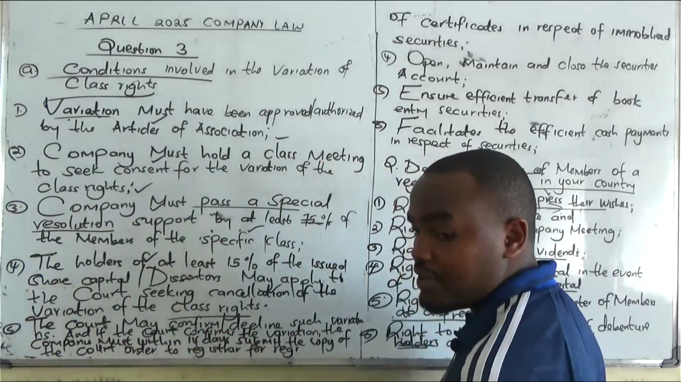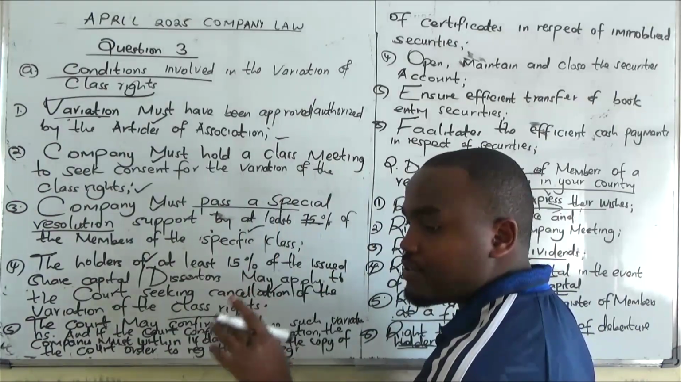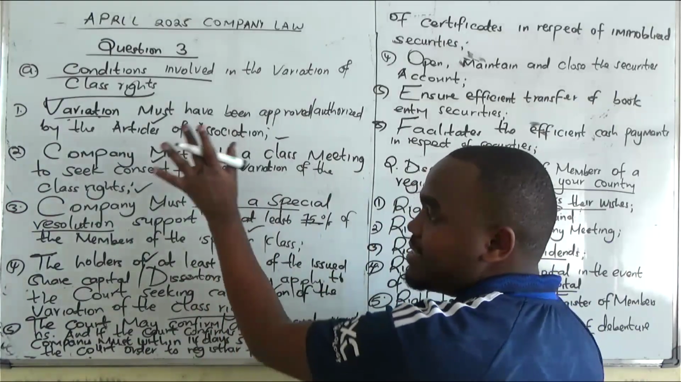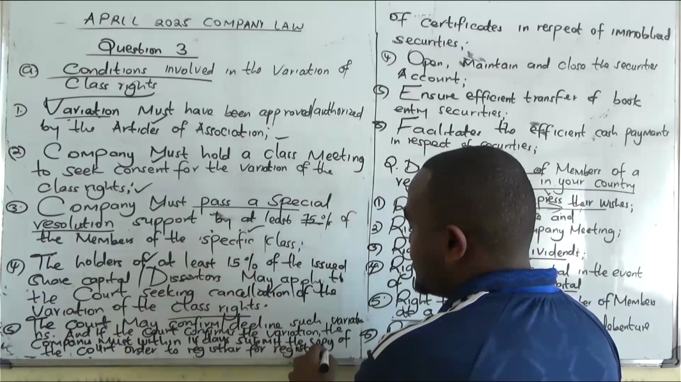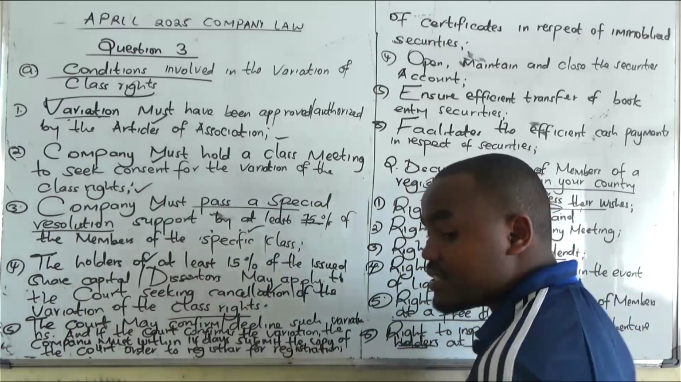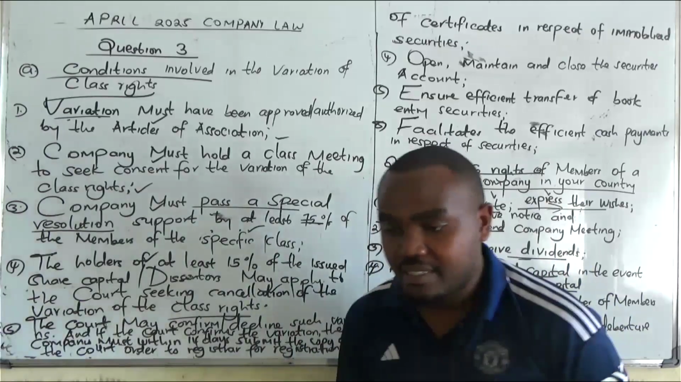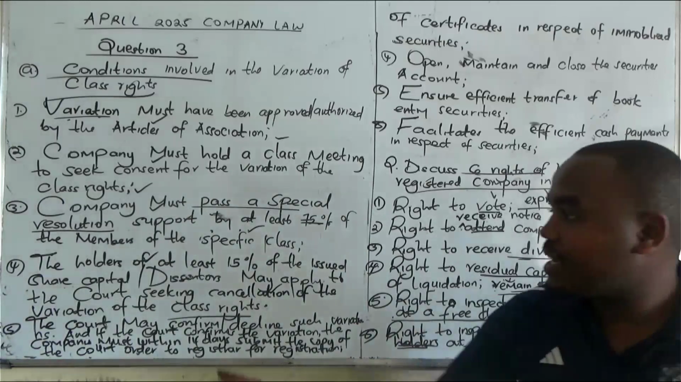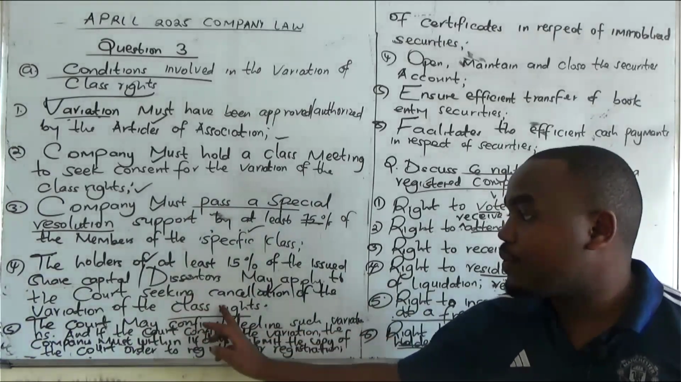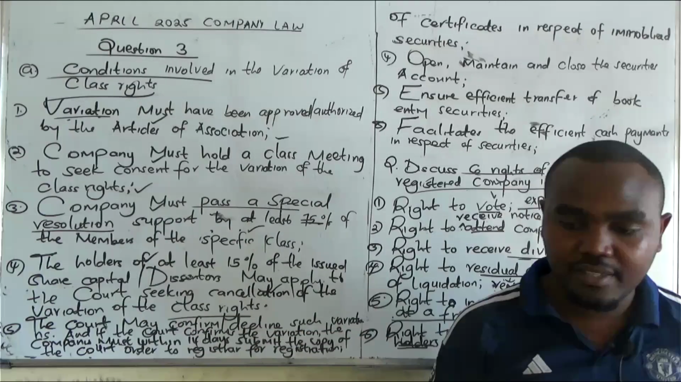If you check December 2024, the examiner asked, describe the procedure of variation of class rights. That is what the examiner asked. What is the procedure for variation of the class rights? And we get our marks. So I have said that, taking this into account, the dissenters will go to the High Court seeking cancellation.